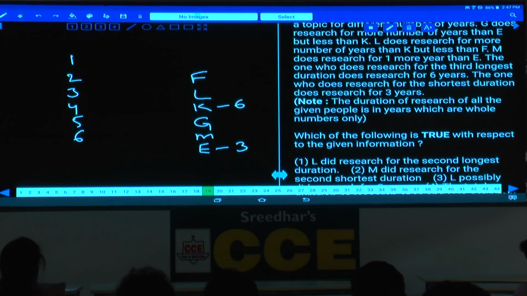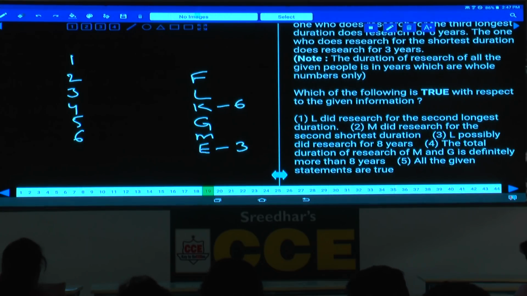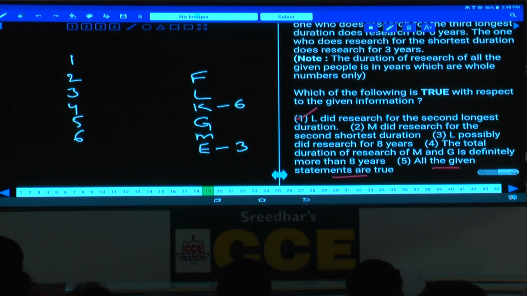19th one. Which of the following is true with respect to the given information? L did research for the second longest, that is definitely true, choice 1. Now question number 19, it is choice 1. And again, all the given statements are true is also there, then we should check out one more. M did research for the second shortest, this is also true. As two are true, all the given statements are true, choice 5 is the answer.